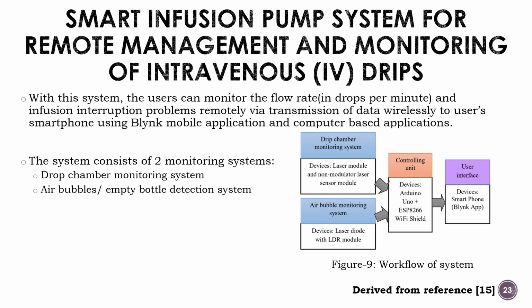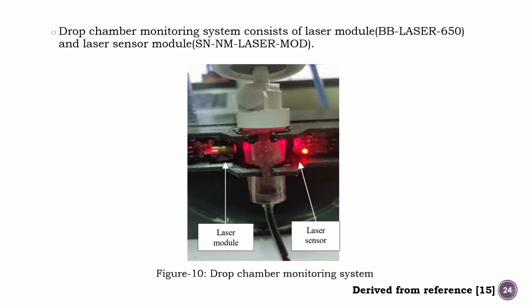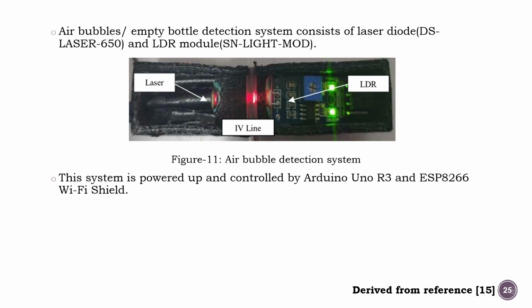The proposed system has two monitoring systems. The first one is the drip chamber monitoring system, and the second one is the air bubble or empty bottle detection system. The drip chamber monitoring system has the following components: laser module and laser sensor module. And the air bubble or empty bottle detection system has the following components: laser diode and LDR module. These are the two things that I have explained a bit before.